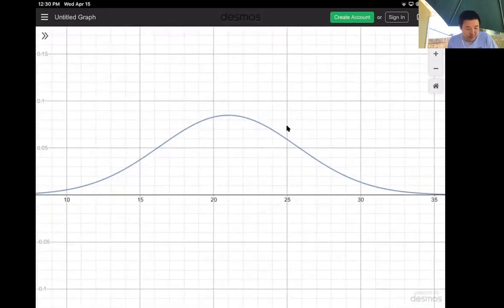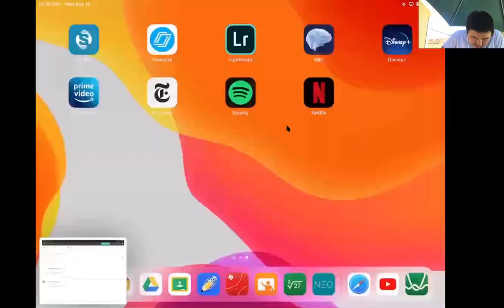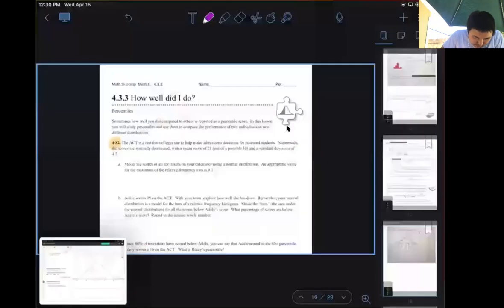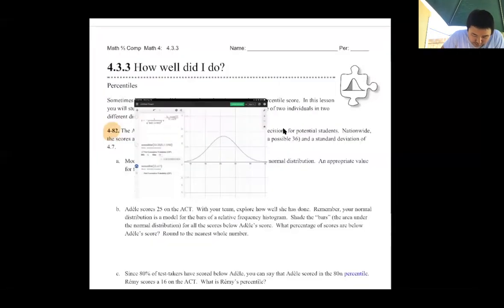So there's your distribution. Adele scored 25 on the ACT. With your team, how well has she done? Remember, the normal distribution is a model for the bars of a relative histogram. Shade the bars in the area under the normal distribution.